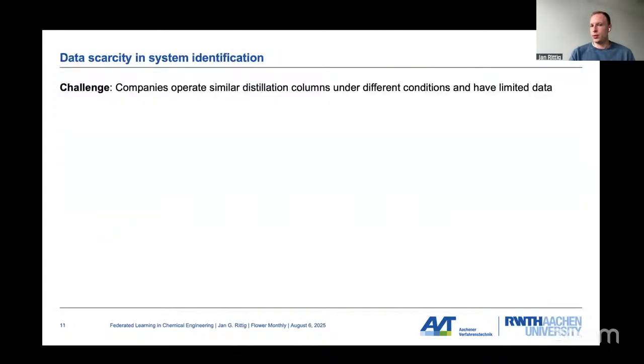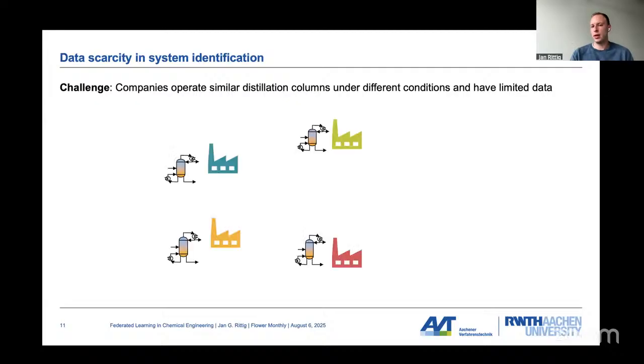And to simulate a federated learning scenario, we came up with this general challenge, which is that companies operate similar distillation columns, but under different conditions, and they typically also have limited data. So what we said here, we have 4 different chemical companies. They all operate the distillation columns, but at a different vapor flow rate. And they have already collected some data from their processes based on the operation of these distillation columns.